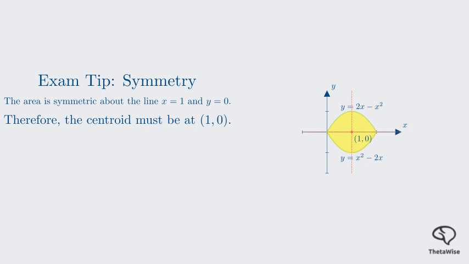The question asks us to prove the x-coordinate is 1, so our calculation should confirm this. A vertical strip is clearly the best choice here. The upper curve is always y equals 2x minus x squared, and the lower curve is always y equals x squared minus 2x. Let's perform the calculation. The question specifically asks us to prove x bar equals 1, so we only need to calculate the area and the area moment about the y-axis.